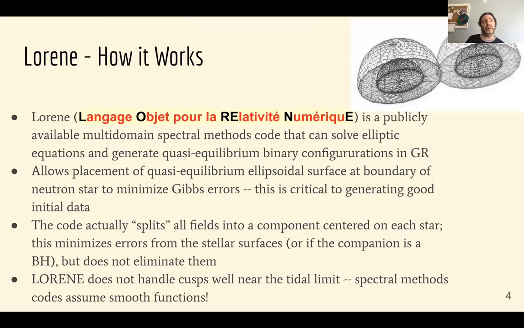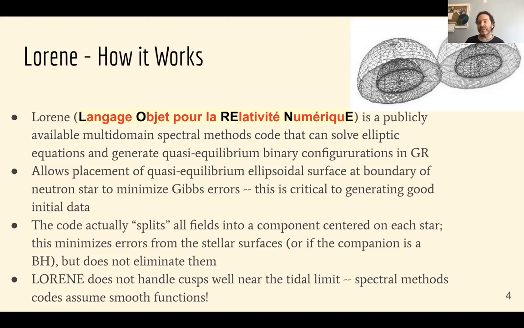If you fix the geometry and the neutron stars don't conform, these Gibbs errors will forever be there as you try to use that initial data in a dynamical scheme. Lorene actually splits all fields into a component centered on each star. As we'll see in a figure coming up in a few slides, it's not one set of domains in one half of the space-time volume and one set of domains in the other half. There's two different sets of nested domains, each of which covers all of space. Every point in space-time finds itself in two different sets of domains.